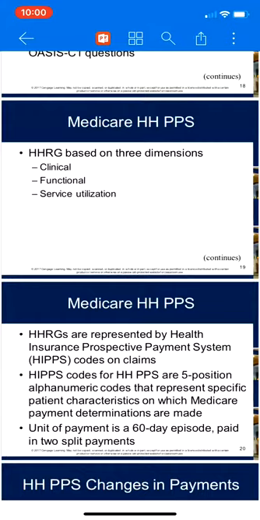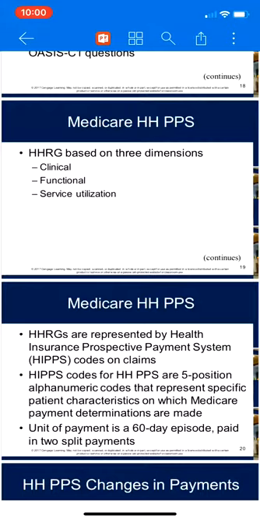Payments for the 60-day episodes are made in 2 installments. The first, when a request for anticipated payment, a RAP, is submitted to Medicare, and the second, when the final claim is filed. Patients are covered for an unlimited number of episodes as long as they continue to meet the Medicare criteria for skilled care.